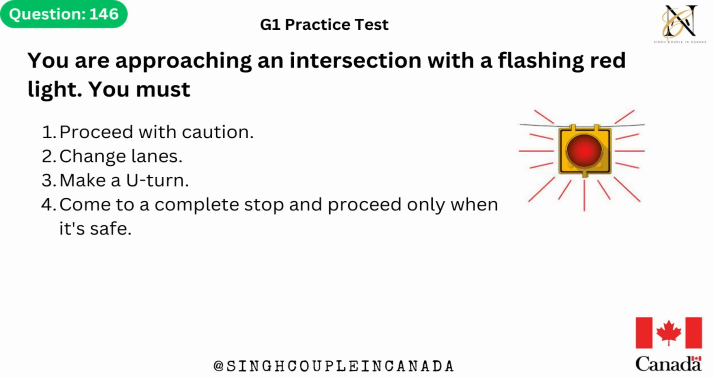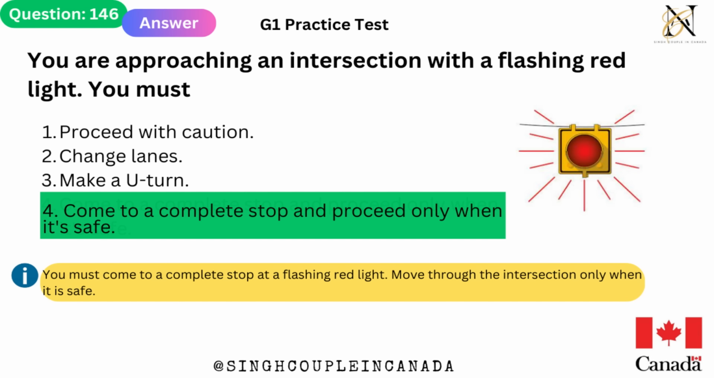You are approaching an intersection with a flashing red light. You must: 1. Proceed with caution. 2. Change lanes. 3. Make a U-turn. 4. Come to a complete stop and proceed only when it's safe. The answer is 4. Come to a complete stop and proceed only when it's safe. You must come to a complete stop at a flashing red light. Move through the intersection only when it is safe.